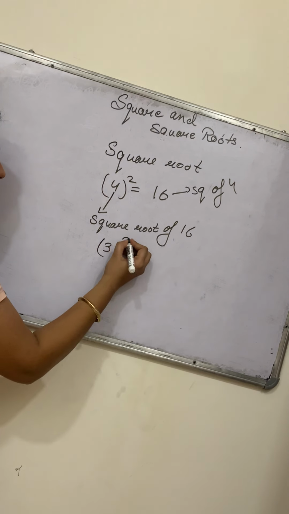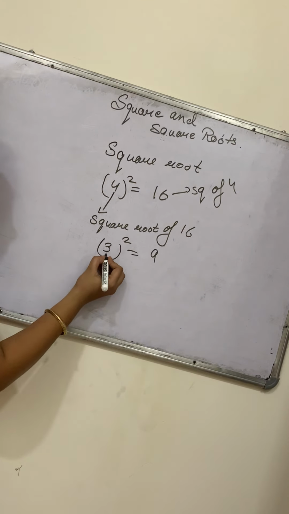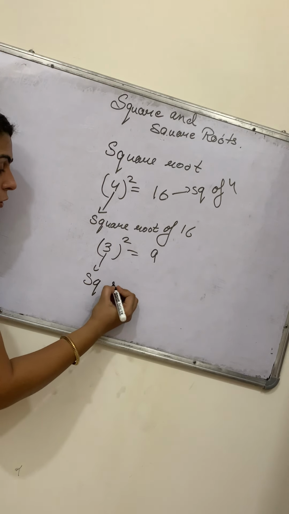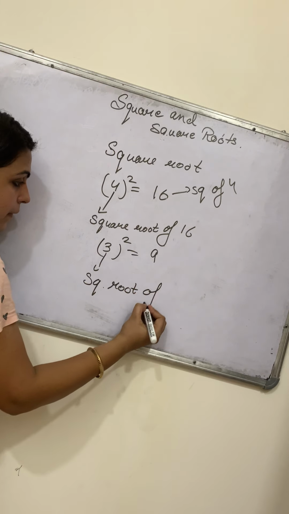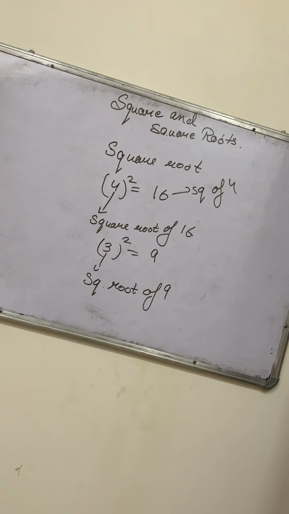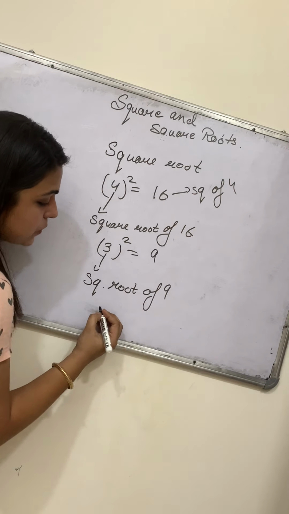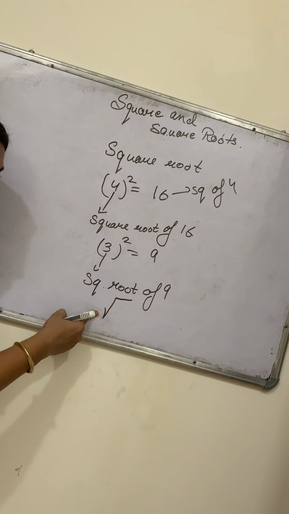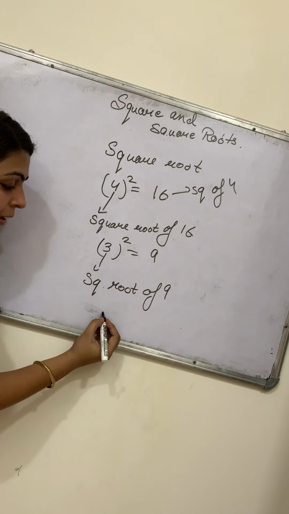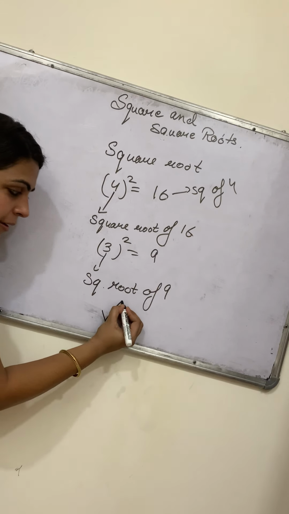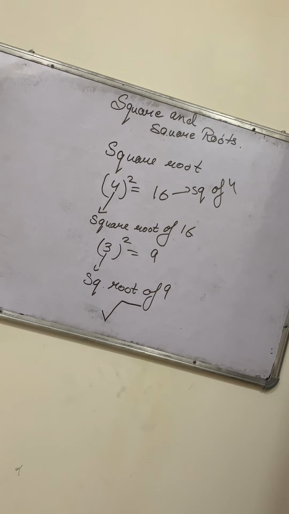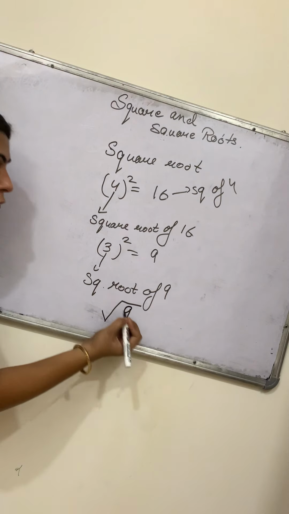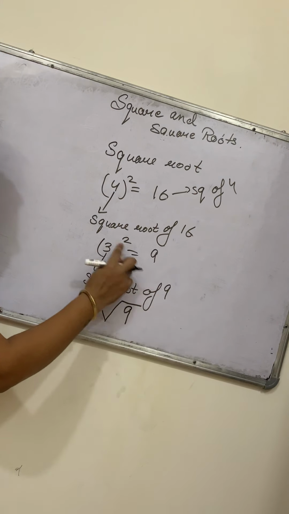Like 3 square is 9. So 3 is called the square root of 9. This is the square root of 9, that is 3. Okay? So this is what the square root is. Also, we write the square root like this. This is the sign of square root. How do we make this? See once again. Like this, tick, and this. This is the sign of square root. Square root of 9. So square root of 9 is 3.